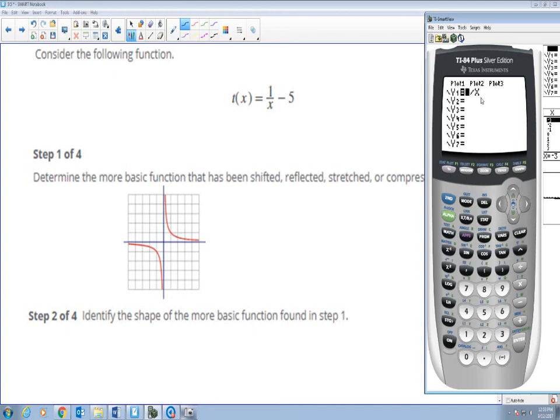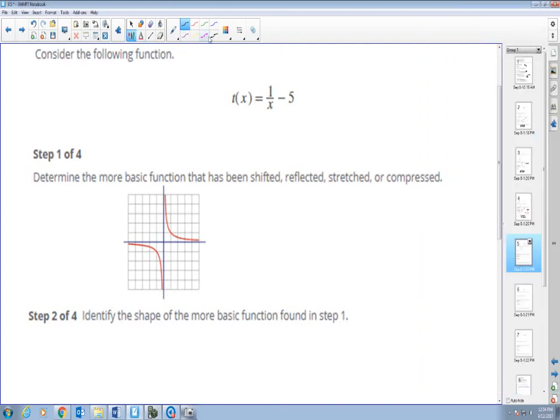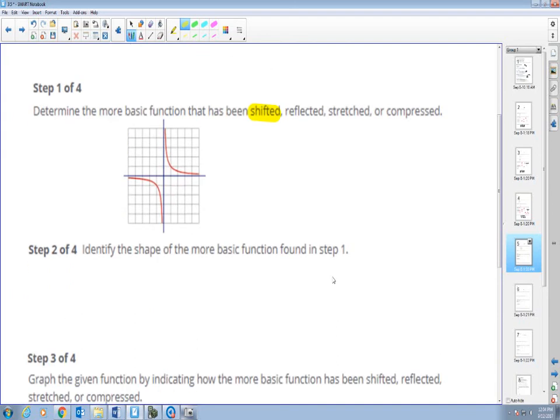Now, this is 1 minus x. So if I come down here and say 1 divided by parentheses x minus 5 and graph it, this is the second one. Now I have shifted to the right 5 places. So that minus 5 inside with the x in the parentheses is shifting to the right. This minus 5 is on the outside of the rational function, so it simply gives me a vertical shift. So the only thing I have here should be the vertical shift. I did not reflect.